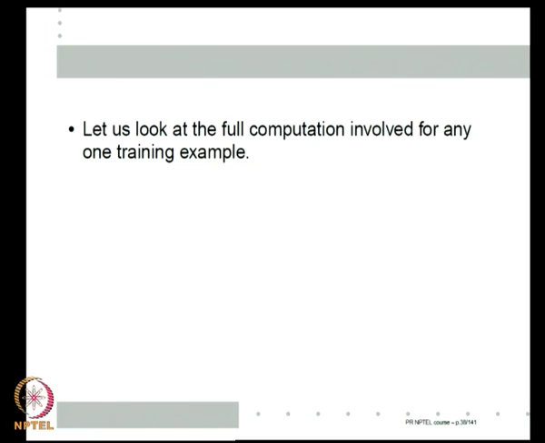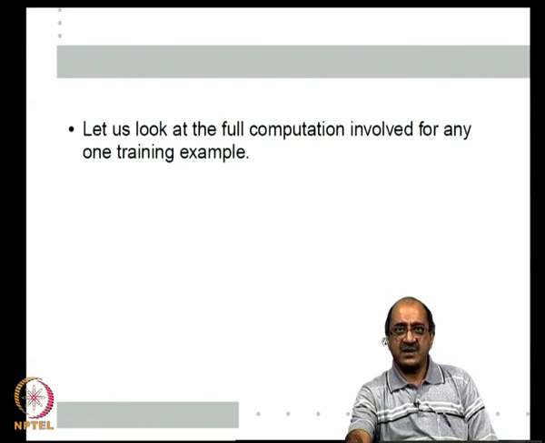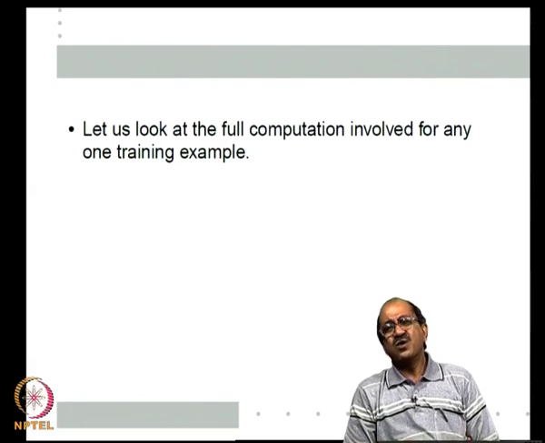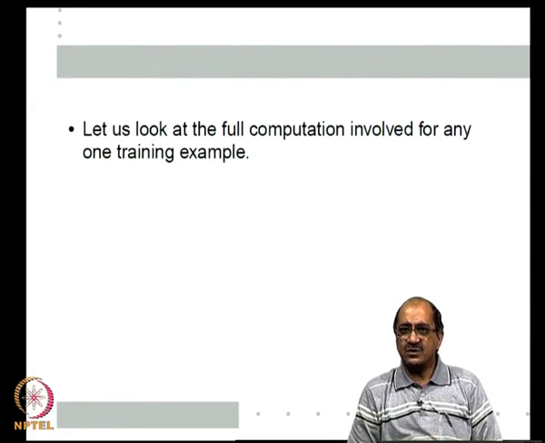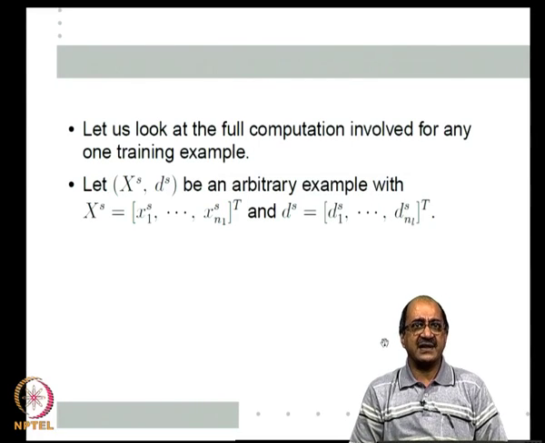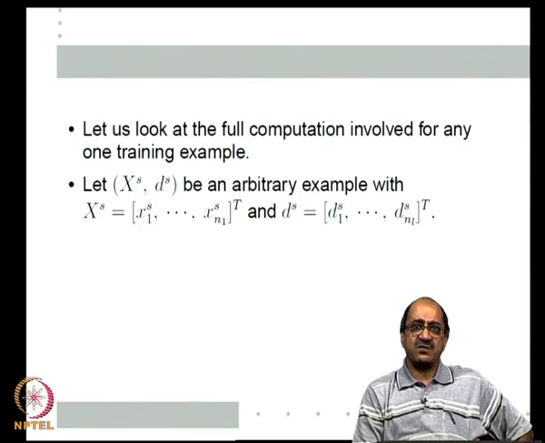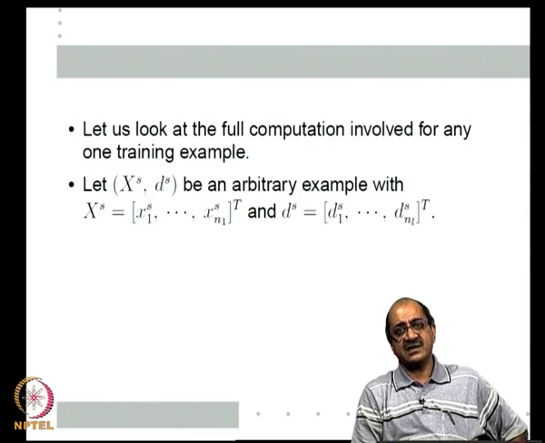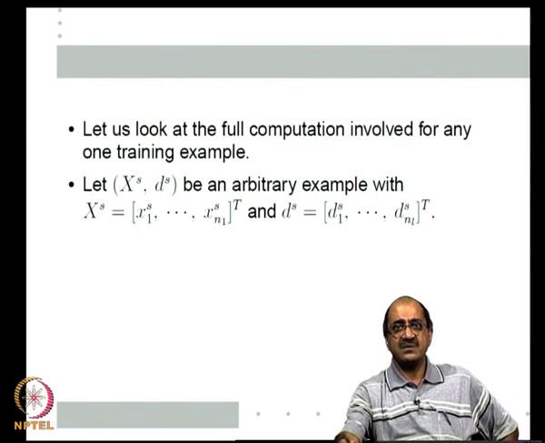So, now let us fully understand what is involved in training the network. We have to do the same process for each training example. So, let us look at any one example. Let X s, d s be an arbitrary example. X s has n1 components, because n1 is the number of nodes in the first layer, the input layer, according to our notation.